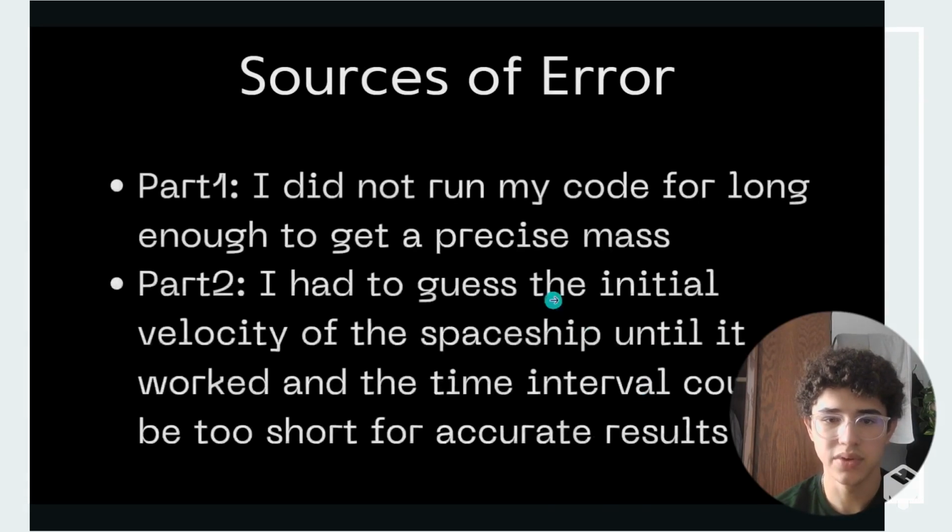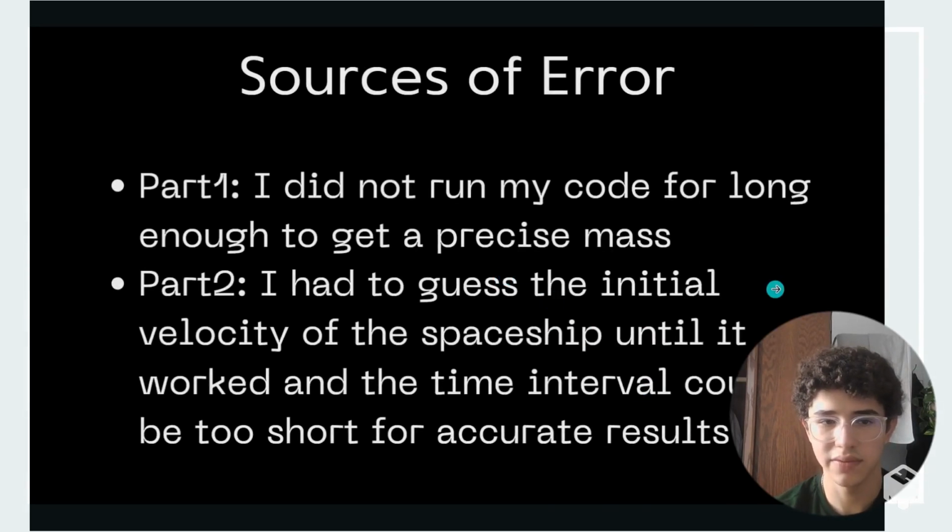And those results could have a lot of human error because in part 1 I probably didn't run my code long enough to get a precise mass for the black hole, and then in part 2 I kind of had to guess the initial velocity by just doing plug and chug until it worked and I didn't hit the planet. So also the time interval could be short.